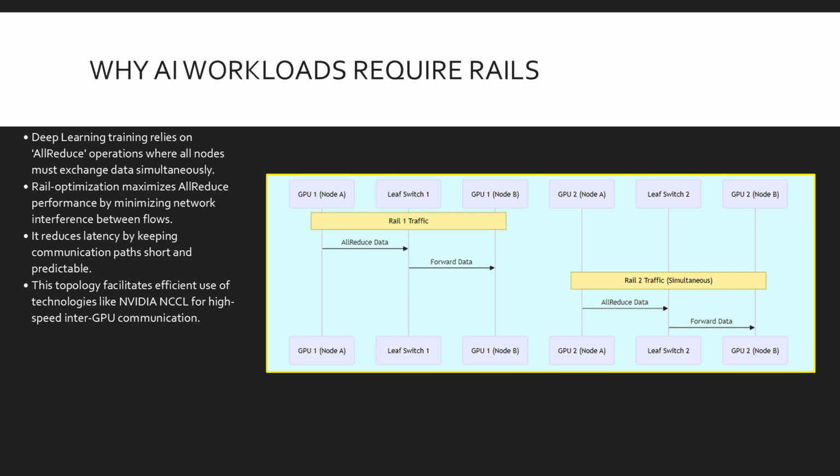This sequence diagram demonstrates the simultaneous, non-blocking nature of the traffic. On rail 1, GPU 1 from node A sends all-reduce data to GPU 1 on node B via leaf switch 1. At the exact same time, on rail 2, the GPU 2s are exchanging their own data via leaf switch 2. Because they use physically separate switches and links, there is zero contention or waiting. This parallelism is what allows AI clusters to scale to thousands of GPUs.